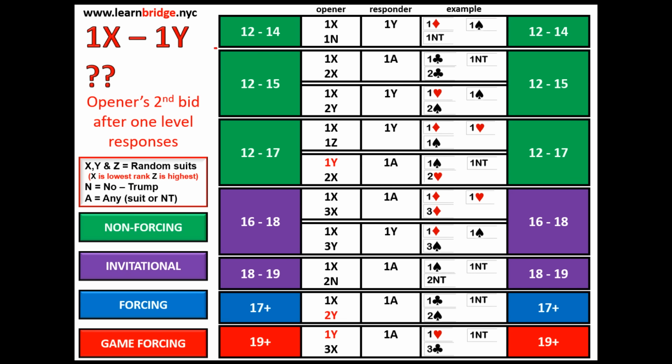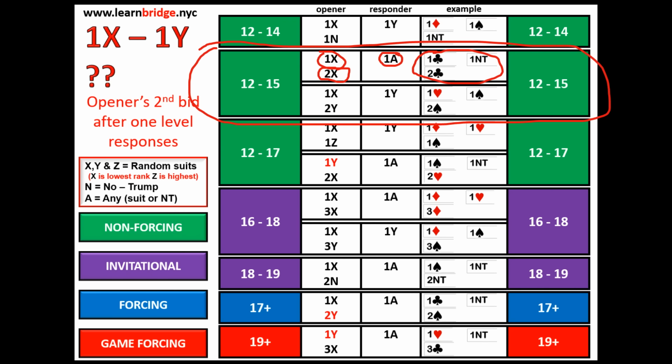Now if I take a little step down here to the 12 to 15 box, I'm going to be looking at auctions where I open one of a suit. My responder bids one of anything, right? So this could be one of a suit or one no trump. And I simply rebid the same suit at the two level. So 1x, one anything, 2x. And in the example, we see one club, one no trump, two clubs. That should always be around 12 to 15.